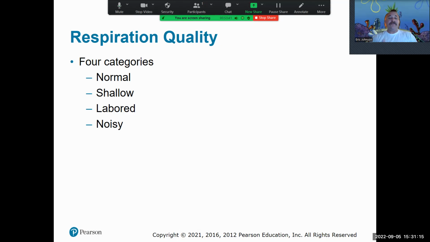Now, I know that every single person in the class right now can think of at least one type of noisy breathing. And I'm just going to say it right off the bat. It's wheezing. If you've ever heard someone wheezing, it might be because of allergies. It might be because of, hopefully not, anaphylaxis. It might be because they're sick, but you've heard wheezing.